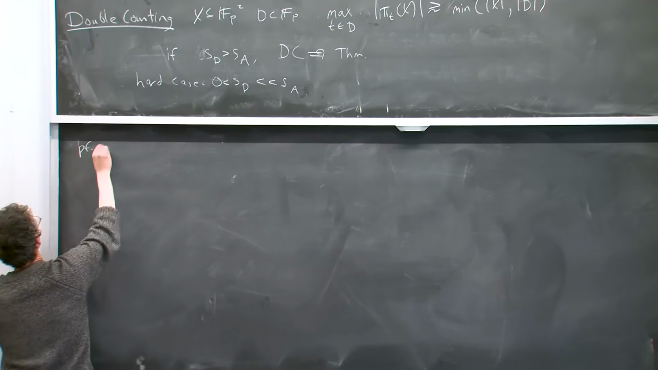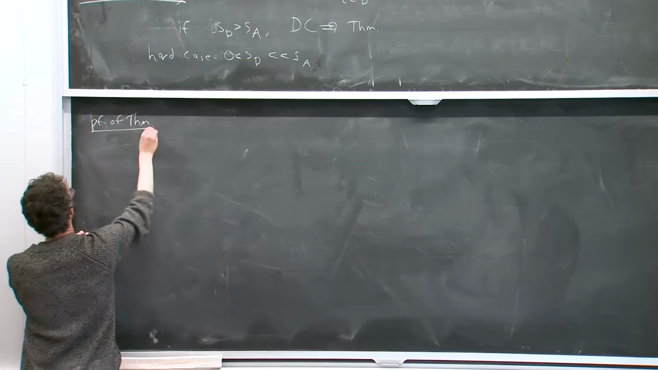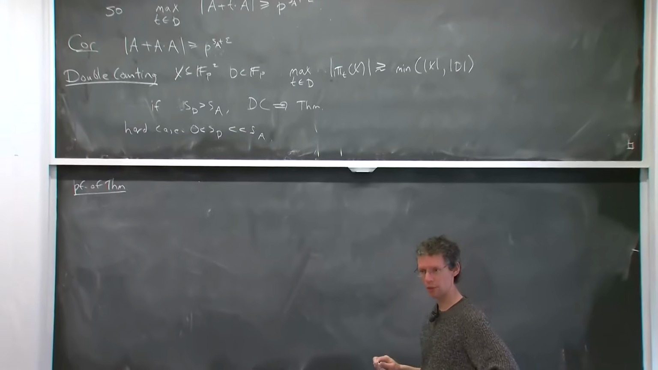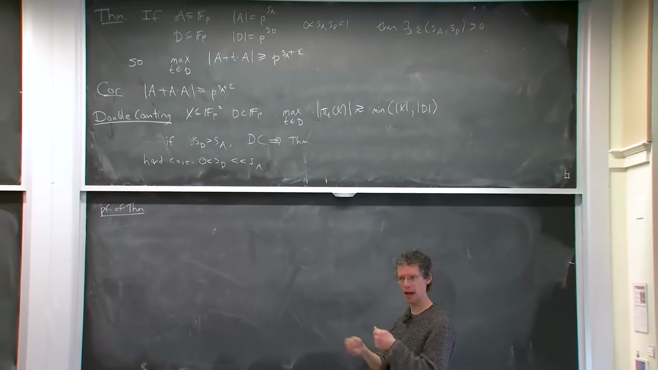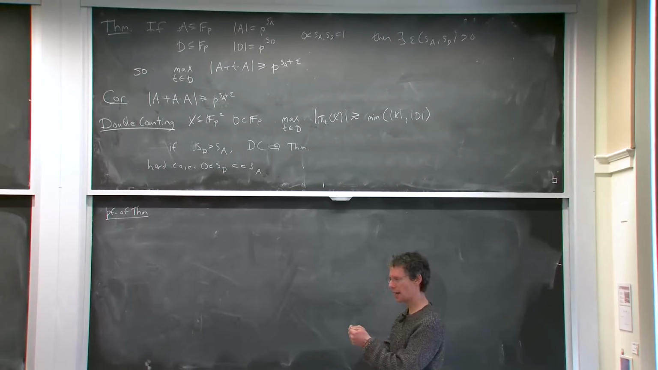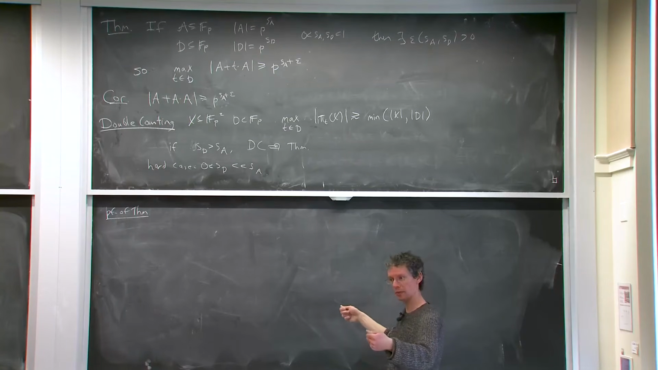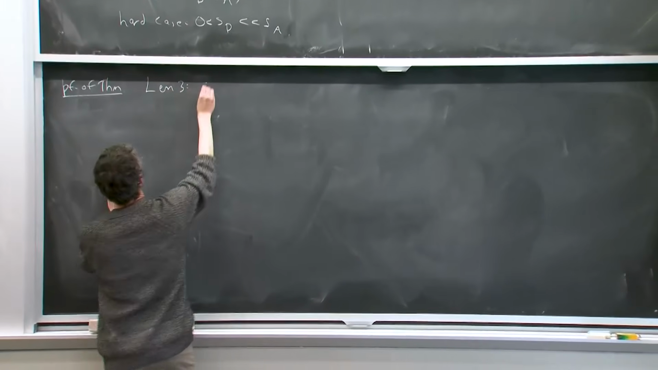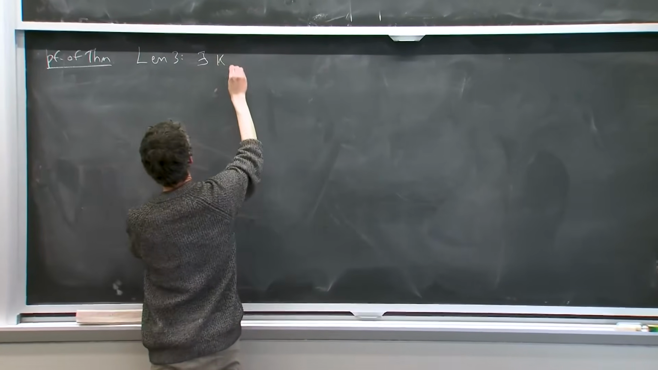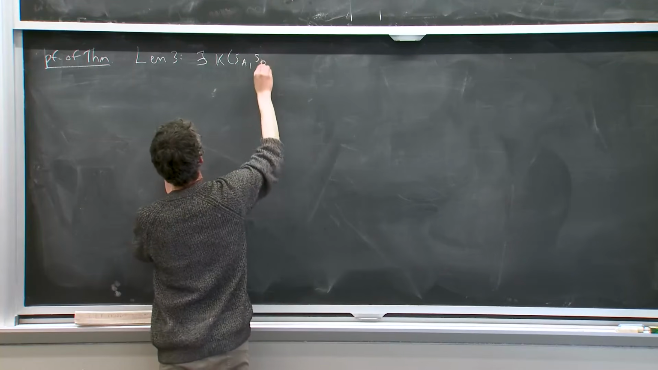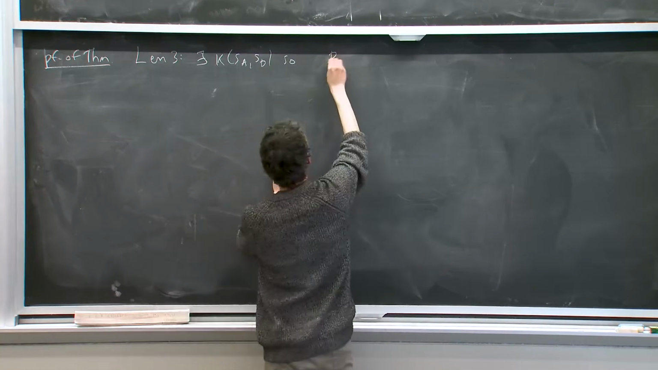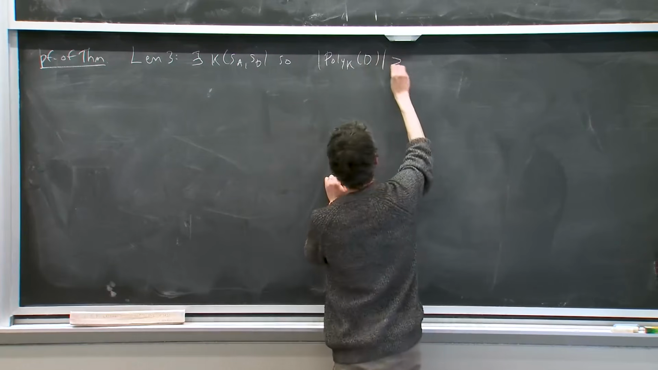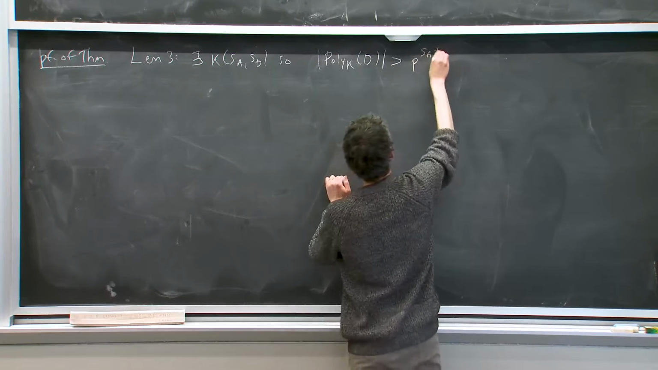So here's the proof of our theorem. It combines the ideas that we've seen today. First of all, even though D itself is small, if I'm allowed to add and multiply elements of D, then I can make that as big as I like. So the first step is by Lemma 3, there exists some k, which depends on s_A and s_D, so that poly_k of D is significantly bigger than p to the s_A.